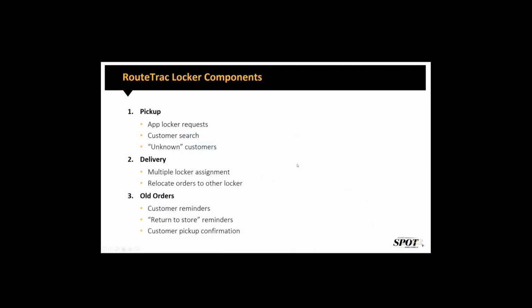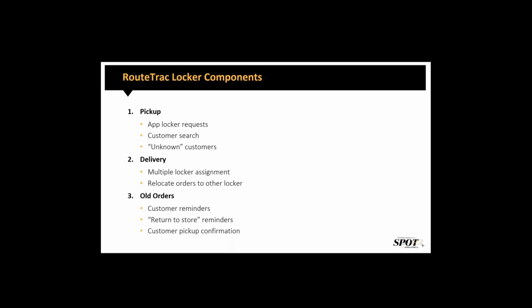The pickup tab that we just looked at is what handles the app locker requests, the customer search, and unknown customers processing. The delivery tab creates the multiple locker assignment process, because you are able to spread a delivery out between many different lockers. It could be a very big order. You have 5 bags to deliver, and the lockers are not huge, right? So you can't just cram 5 bags inside of one. But the driver is definitely able to place a few in one locker and then a few in other lockers.